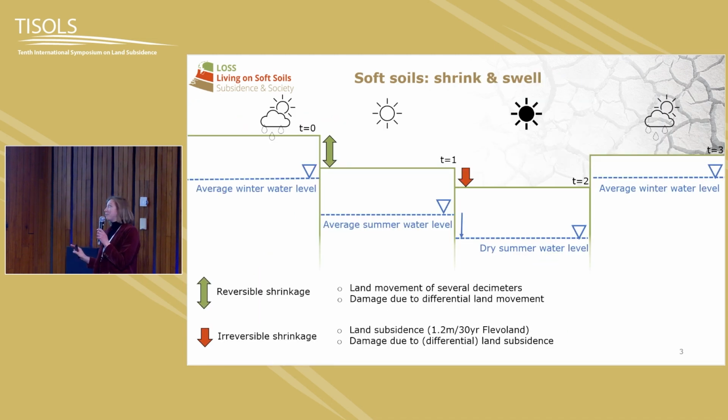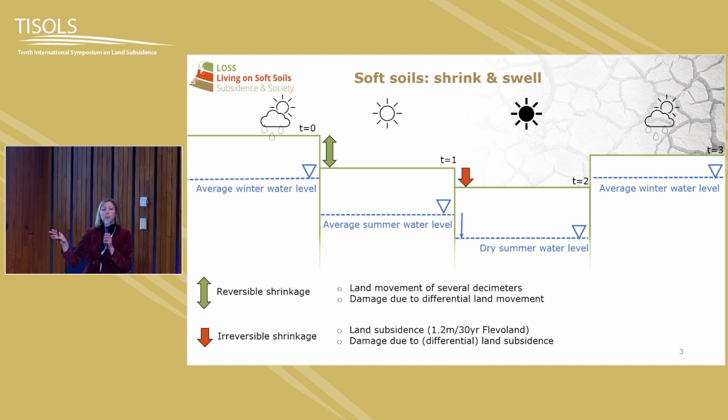So the people that have been in Flevoland, bear with me, you've seen this slide, but I'll just go over it real quickly again. If I'm talking about shrinkage of clays, there's two options. There is reversible shrinkage. That is if the water level lowers from an average high winter level to an average summer water level, the pores empty out and they shrink a little bit. And this is a reversible process because as soon as the water level rises, also the volume returns to its original state.